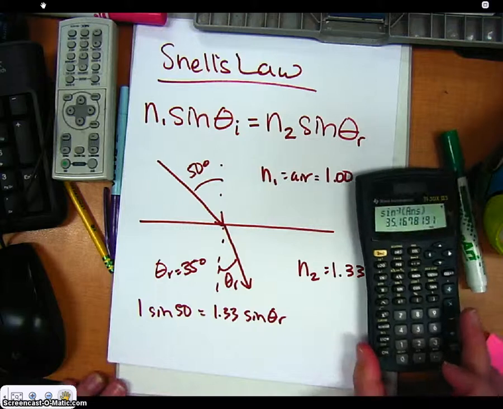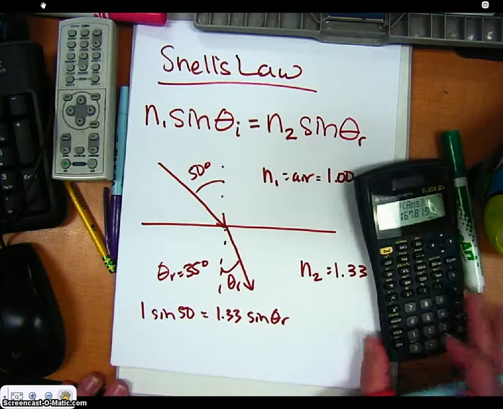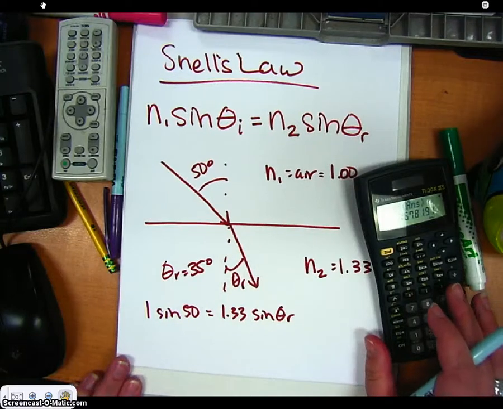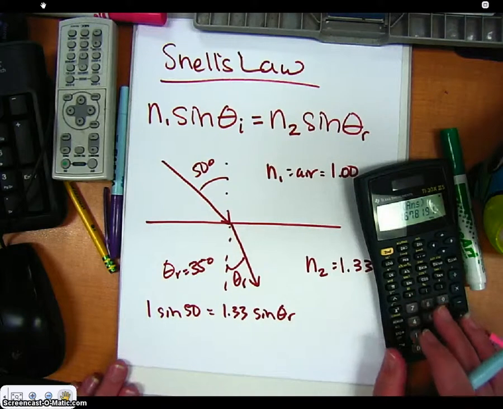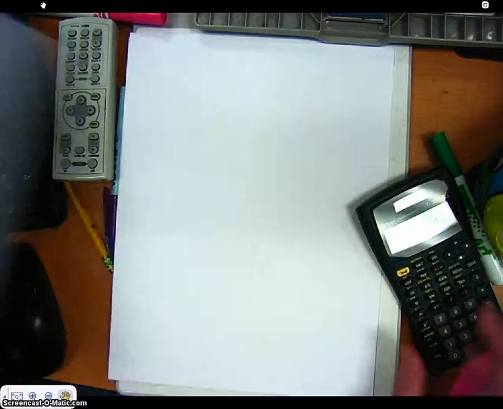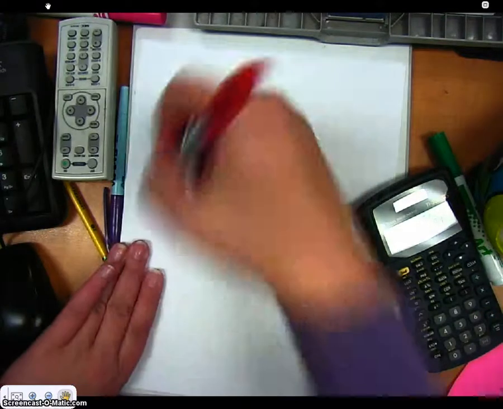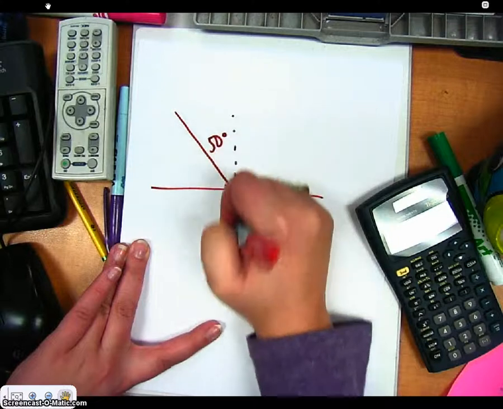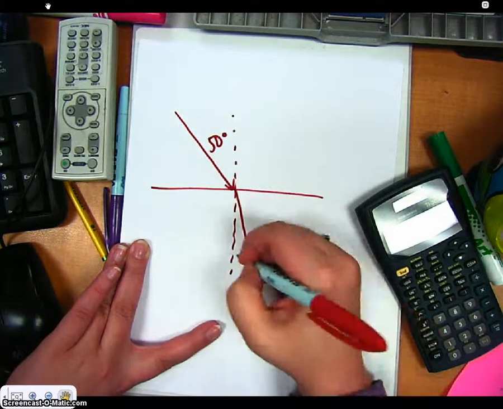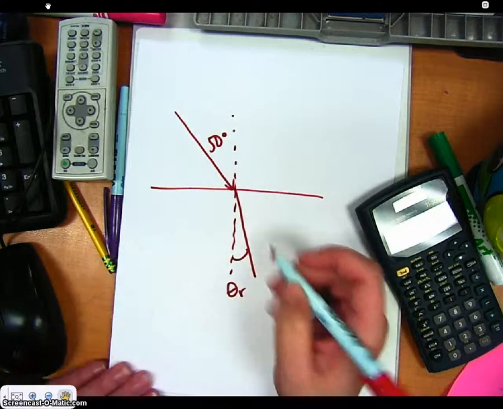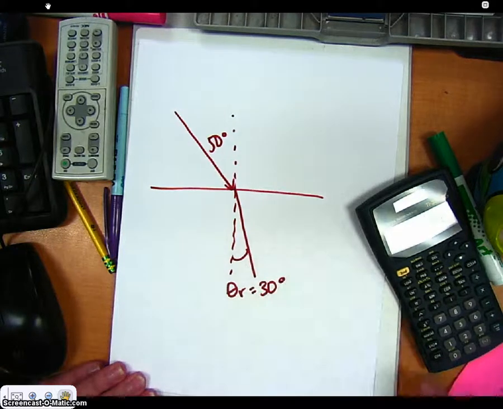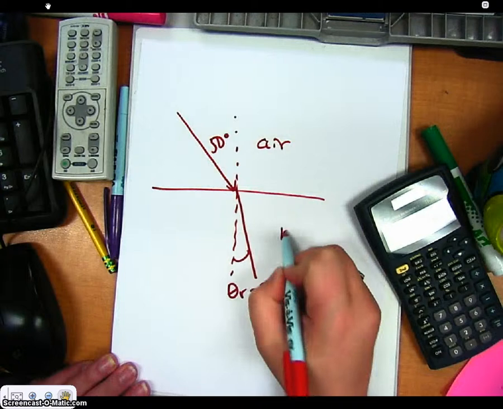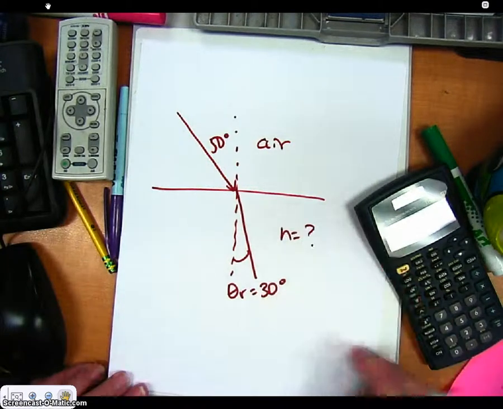Okay. Now, oppositely, what I could do is I could use an angle to possibly determine what type of material the light is actually shining through. So let's do an example of that. Let's say that we have light, again, striking the surface, let's say at 50 degrees from air. Let's say it bends towards the normal, and this time I get a refracted angle of, let's say, about 30 degrees. Okay? And this is air, and this is something we don't know.